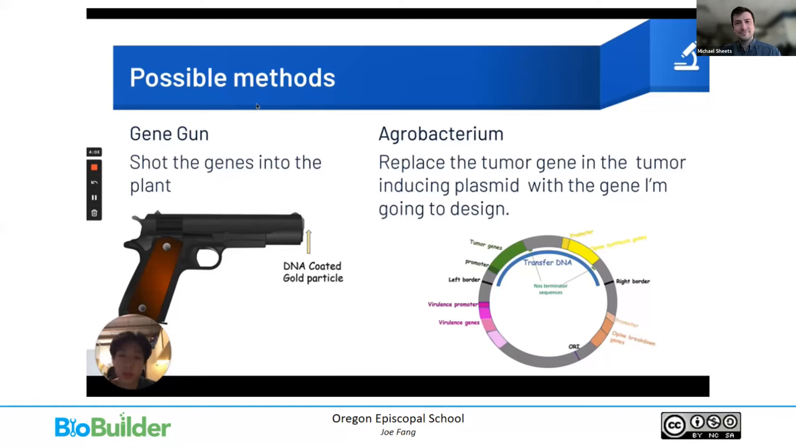The second one is to use agrobacterium, in which I can replace the tumor gene in the tumor-inducing plasmid with the gene I'm going to design and let the plant behave the way I want it to.